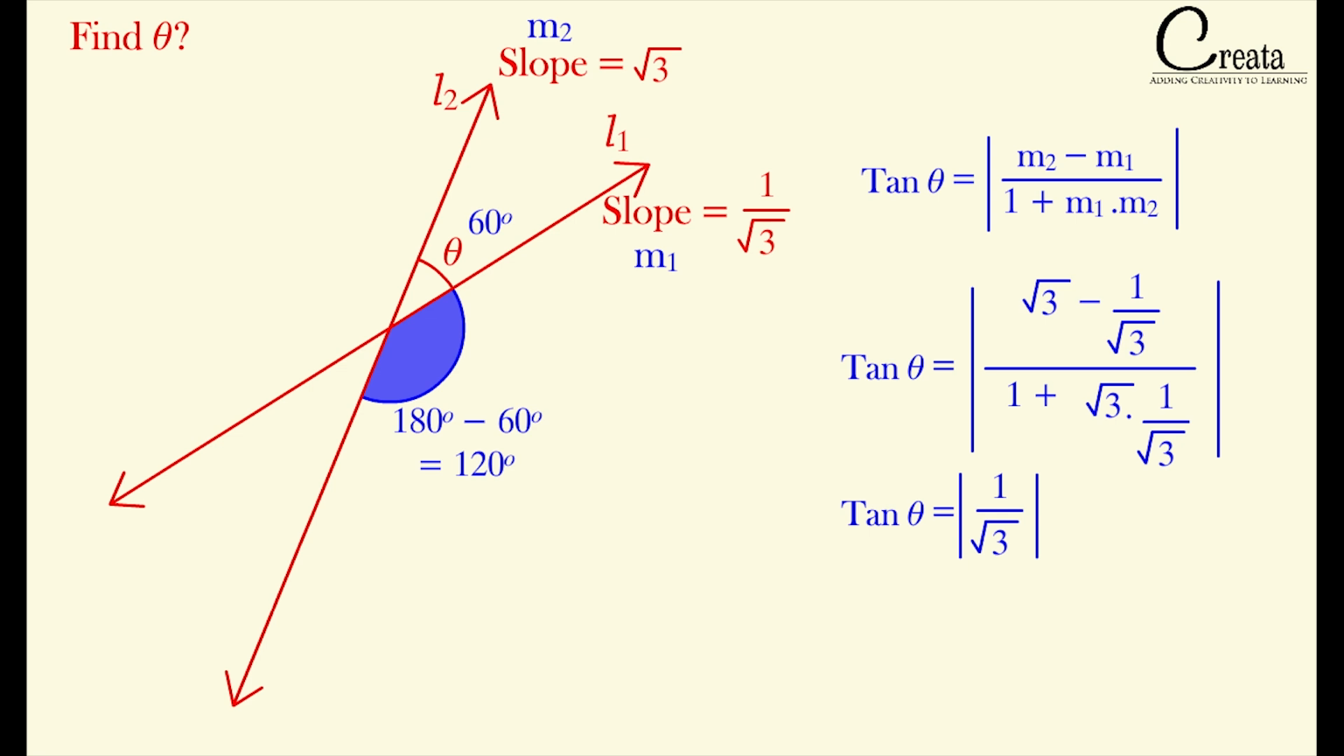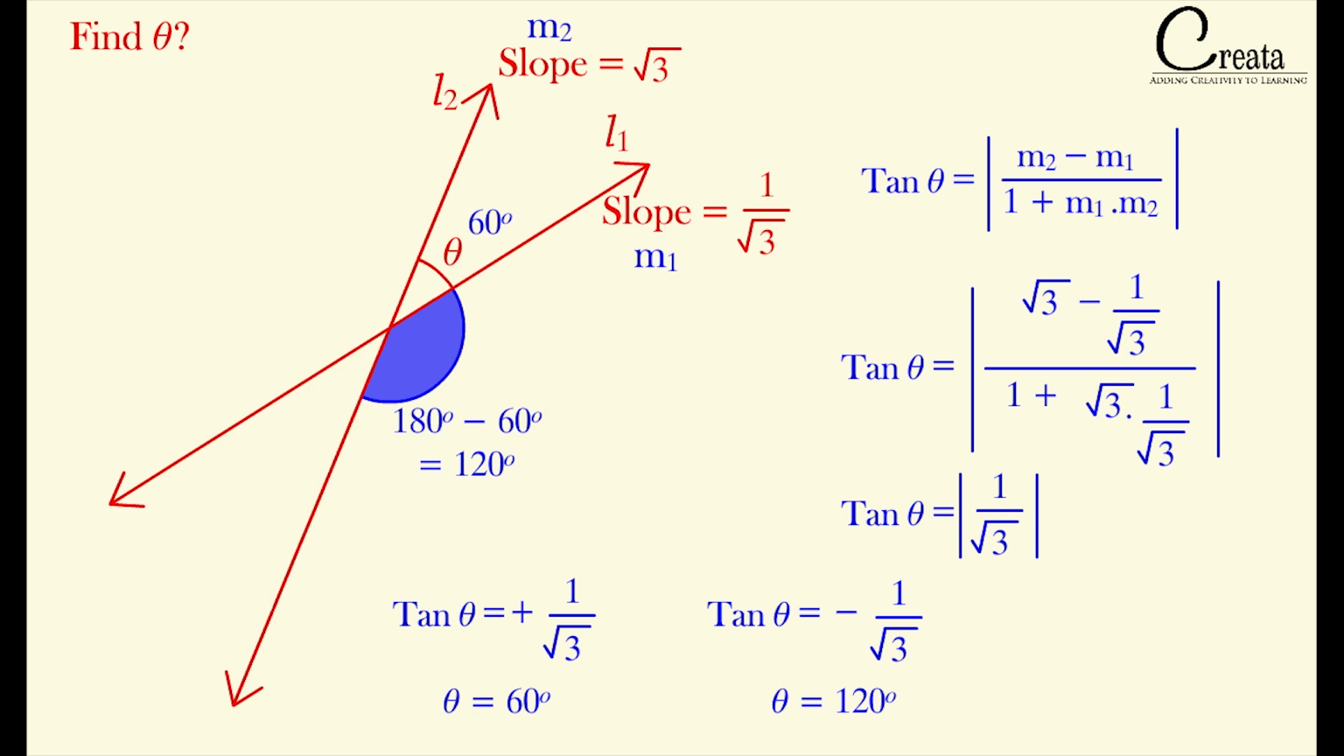So we got two cases. In the first case, we got tan theta is equal to plus 1 by root 3. And in the second case, we got tan theta is equal to minus 1 by root 3. We have opened the mod and we got two cases, one is positive and the second is negative. Let's solve both the cases. In the first case, we got theta is equal to 60 degree. And in the second case, we got theta is equal to 120 degree.